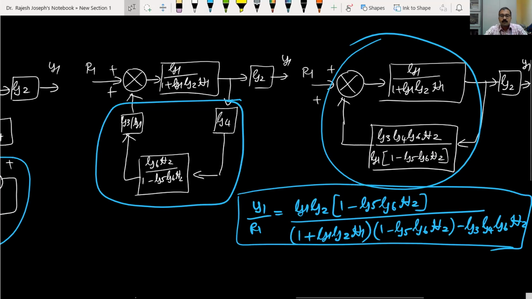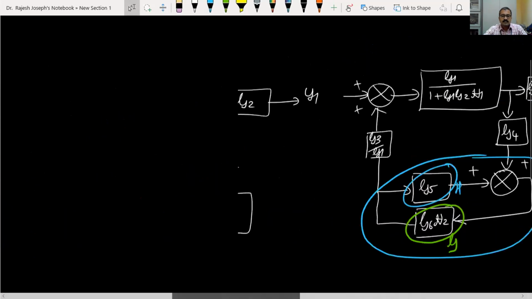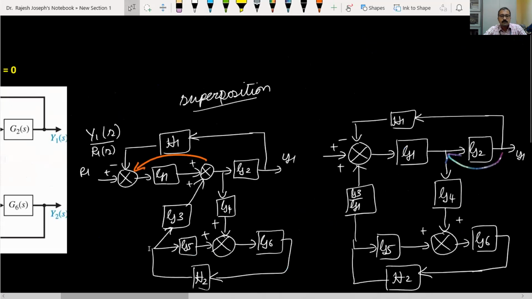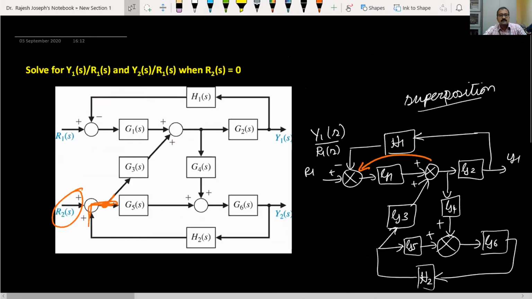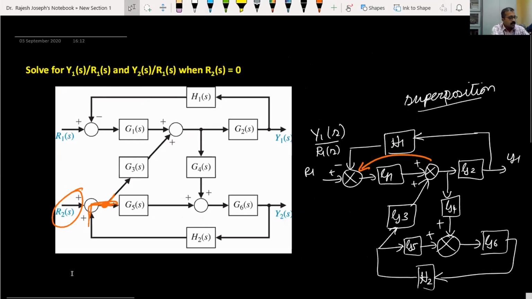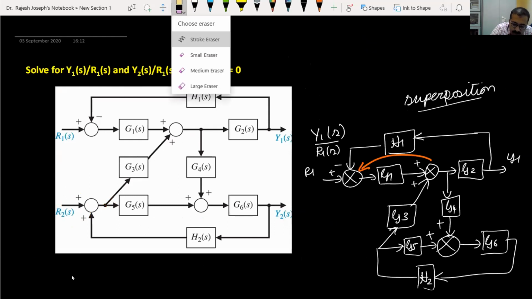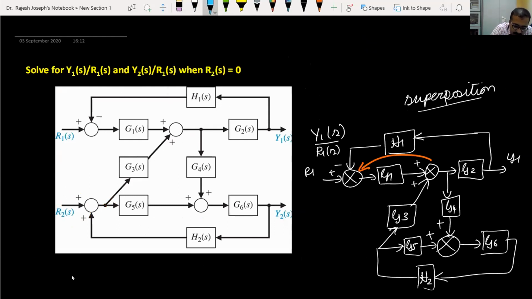Fine. Now, what's the next part? Next part is to find what is Y2 by R1. Okay, what is Y2 by R1, right? When R2 is equal to 0. So Y2 by R1 means what? Y2 by R1 means we have to ignore the R1 part. Okay, this part will become 0. There is no R1 now. Okay, let us try doing that.